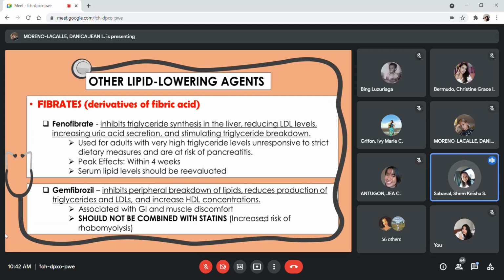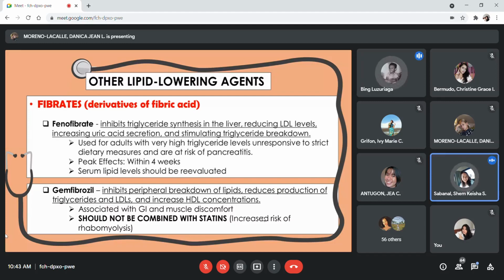So under fibrates we have fenofibrate. It inhibits triglyceride synthesis in the liver, reducing LDL levels, increasing uric acid secretion, and stimulating triglyceride breakdown. And for our gemfibrozil, it inhibits peripheral breakdown of lipids. It reduces the production of triglycerides and LDLs, and it increases HDL concentrations. And take note, gemfibrozil should not be combined with statins because of the increased risk of rhabdomyolysis. Okay, so next slide.